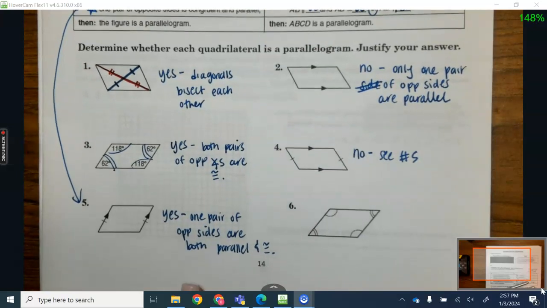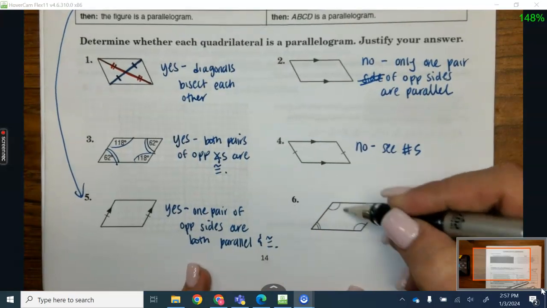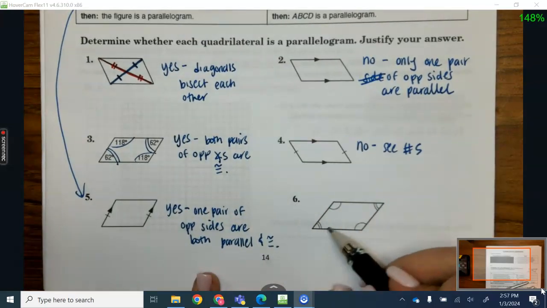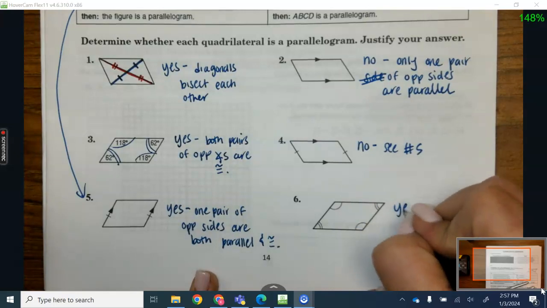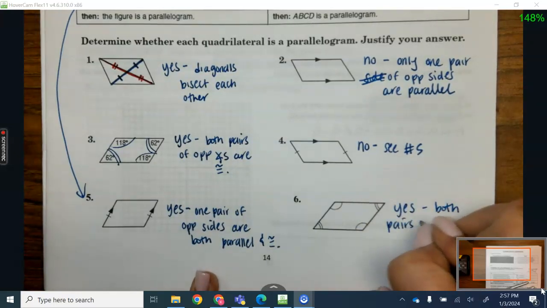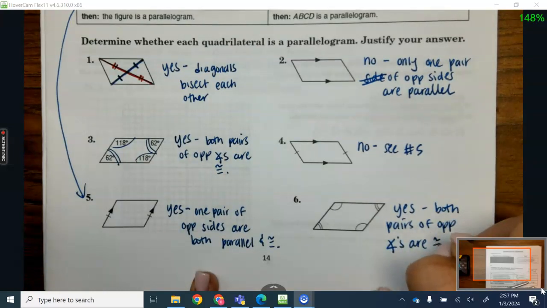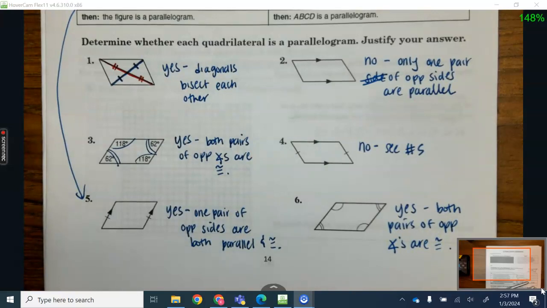Okay, and then number 6, it looks like I have opposite angles, both have one loop, meaning they are congruent, and another pair of opposite angles both have 2 loops. So yes, both pairs of opposite angles are congruent. Okay, so we are testing if these figures are parallelograms based on these conditions.